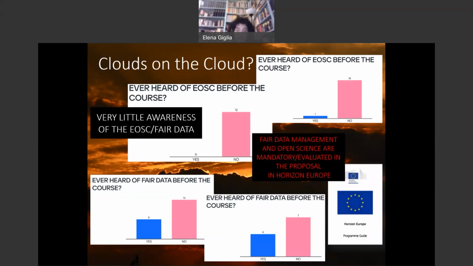The problem is that FAIR data management and open science are mandatory in Horizon Europe. And not only are they mandatory, but your proposal will be evaluated on how you properly manage the data according to the FAIR principles and on how you will adapt and adopt open science practices in your research. So I think here more training is needed.